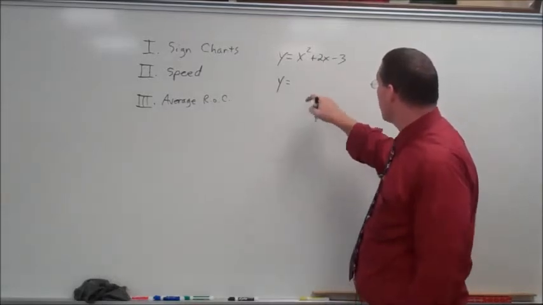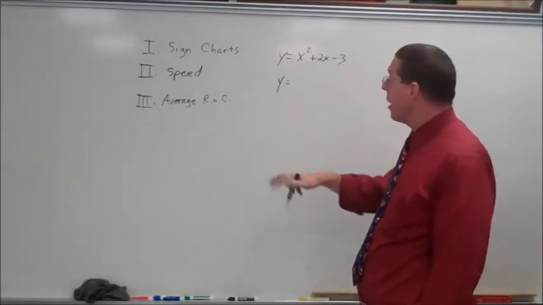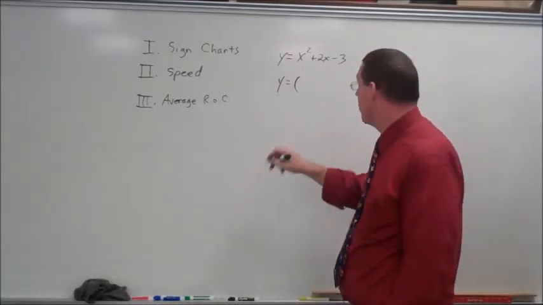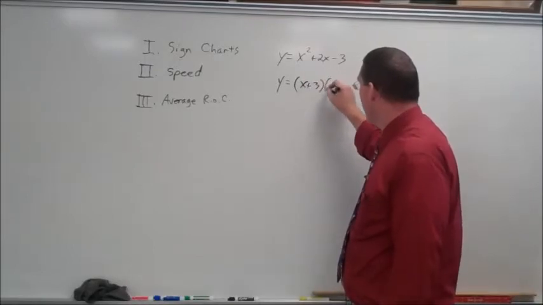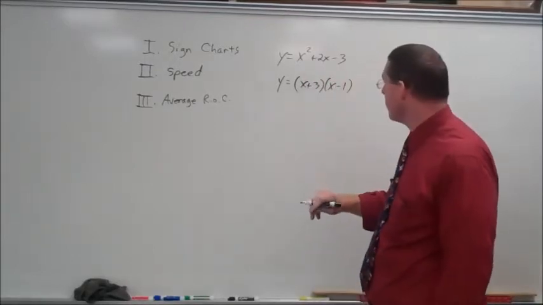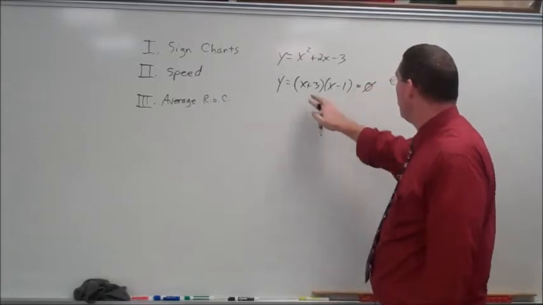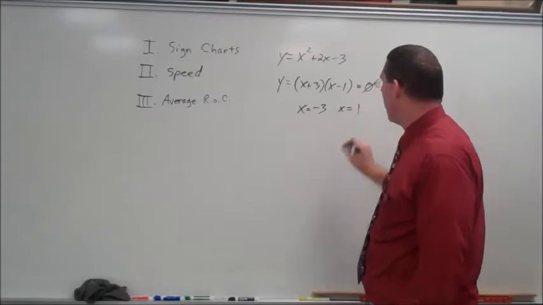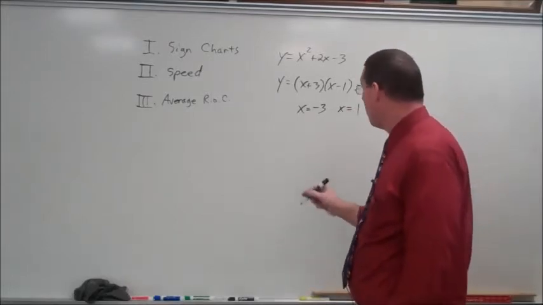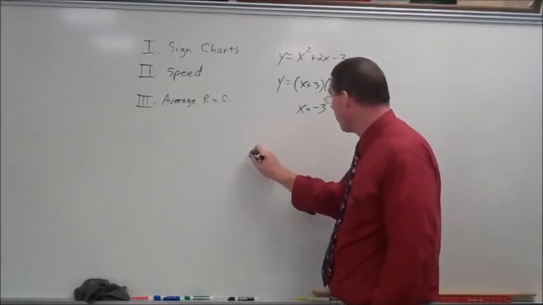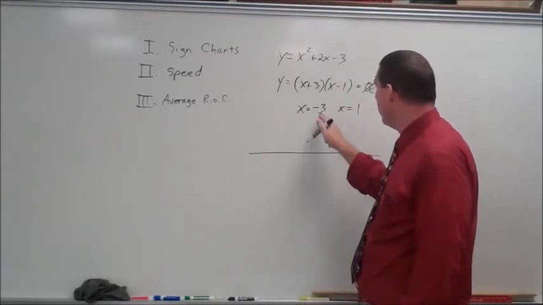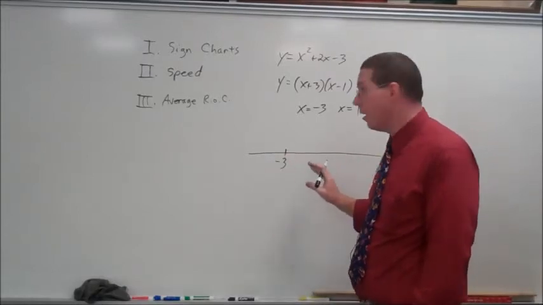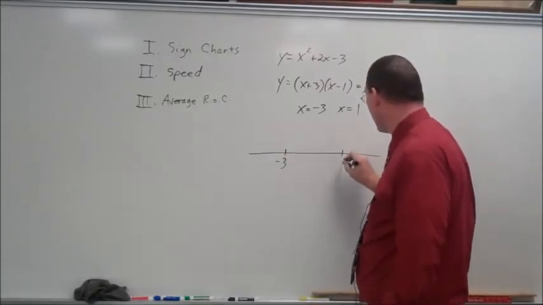If I factor this, I'm looking for 2 numbers that multiply to negative 3 and add up to positive 2, and those are going to be positive 3 and negative 1. So I got x plus 3 and x minus 1. Now if I set this equal to 0, my 2 zeros are negative 3 and positive 1. Now I'm going to draw a horizontal line, a number line basically. I'm going to put a hash mark for my negative 3, and a hash mark for positive 1.